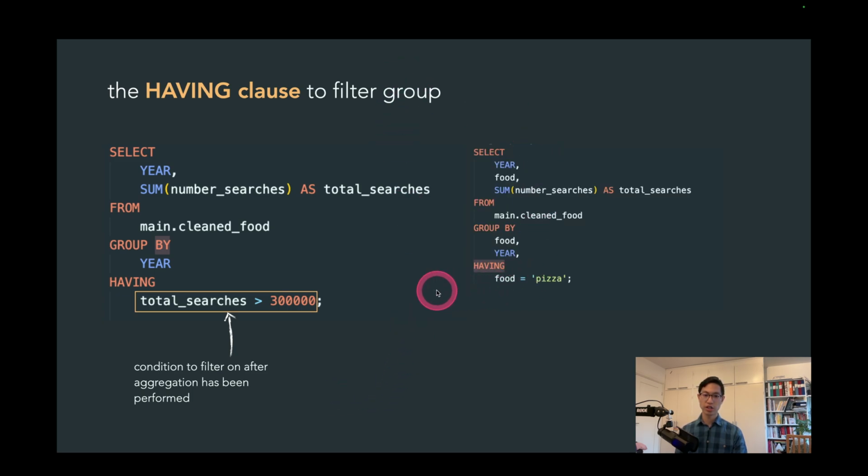So here's another example. We use HAVING food = 'pizza'. And here you can also group by several columns. So here we group by two columns, food together with year. And in the coding examples, you will see how it works.